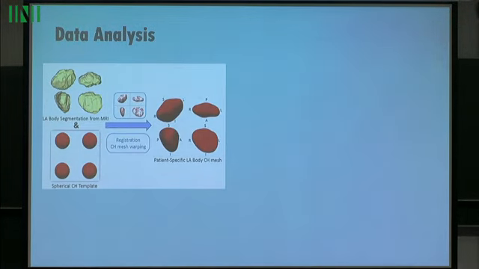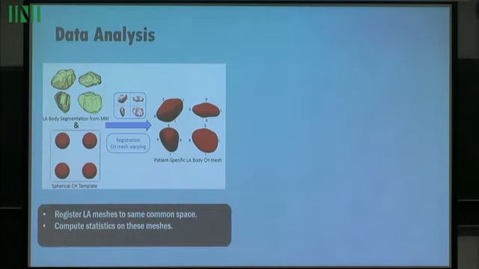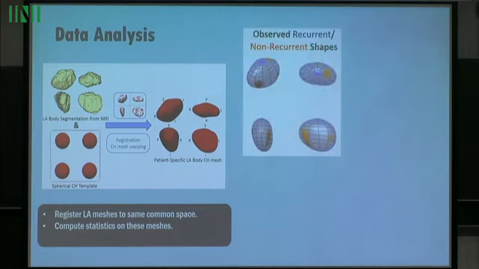So the methods were very simple. We took the segmentation of the left atrium from MR images and then fitted this spherical mesh that we created, registered it to the shape of the segmentation to create a left atrial mesh for each subject. And then we registered them all together into the same space so that we could do statistics on this space.